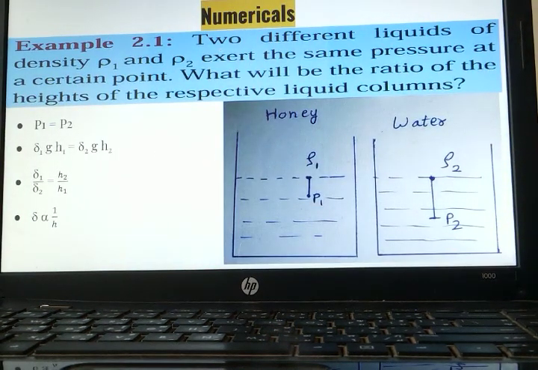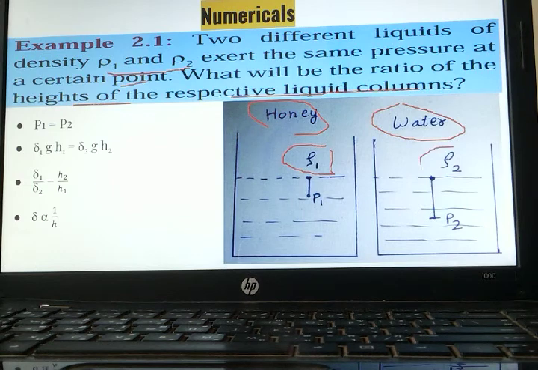Over here we have two liquids. The two liquids have densities rho 1 and rho 2, and both are exerting the same pressure at a certain point. Now we have to find the ratio of their heights with respect to the liquid column. I have assumed that we have two liquids, one is honey, another one is water. You all might know that honey's density is more because honey is thicker as compared to water.